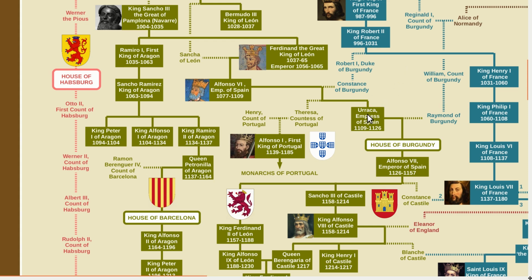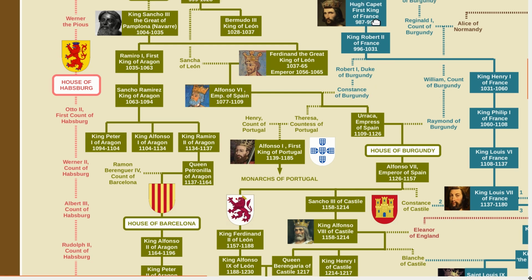And so therefore the future monarchs of Spain are then all descendants of Charlemagne because of this connection to the French royal family. And you can see there Hugh Capet, the original king of France. They would also be descendants of him.